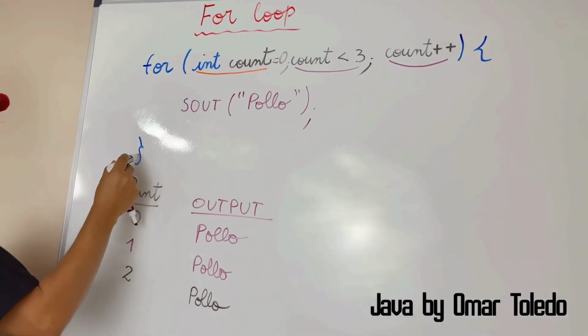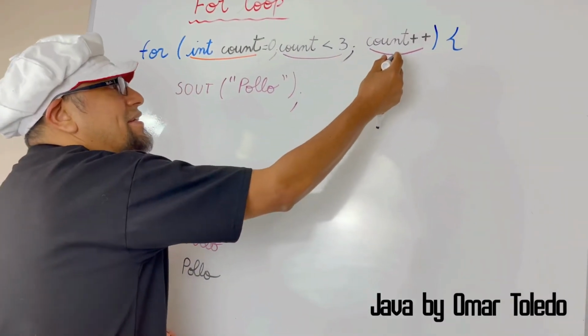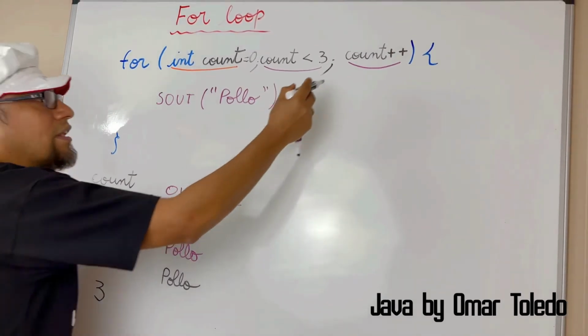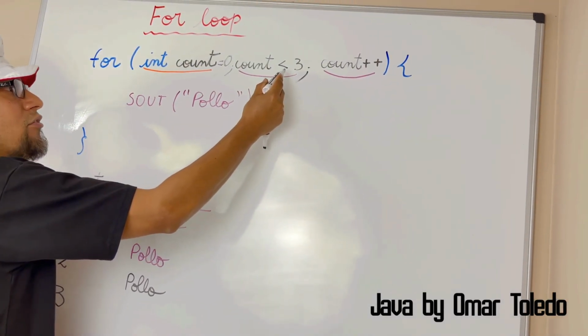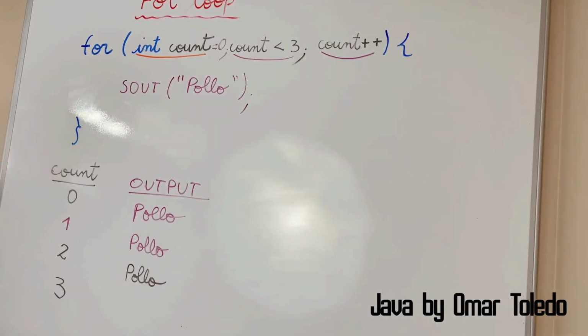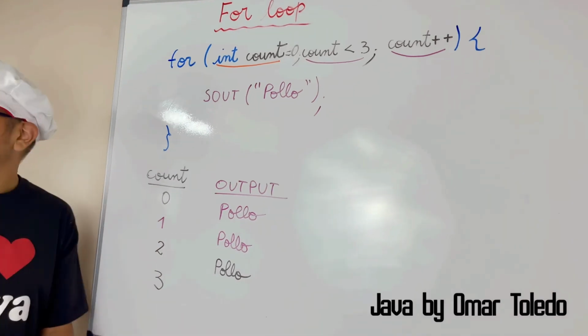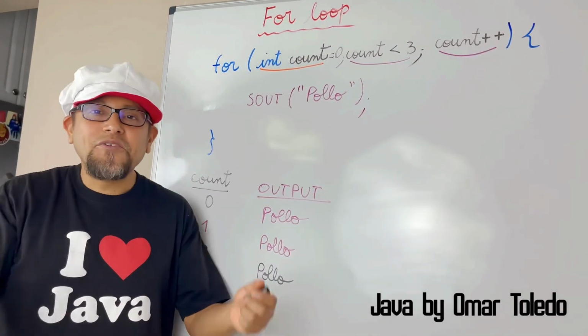We print that, and then what are we going to do? Evaluate the expression or increment by 1? Increment by 1. So now it's going to be 3, right? Now evaluate the expression. Is 3 less than 3? False. So we're going to finish the for loop. And what is the output? Pollo, pollo, pollo. 3 times. So now you understand how the for loop works.